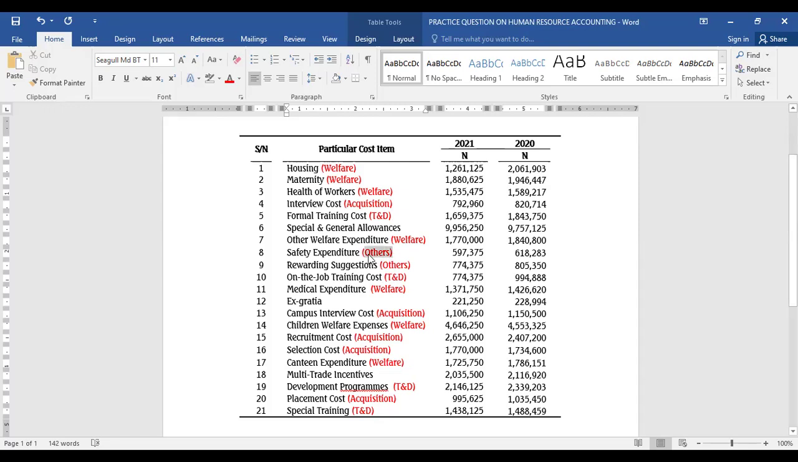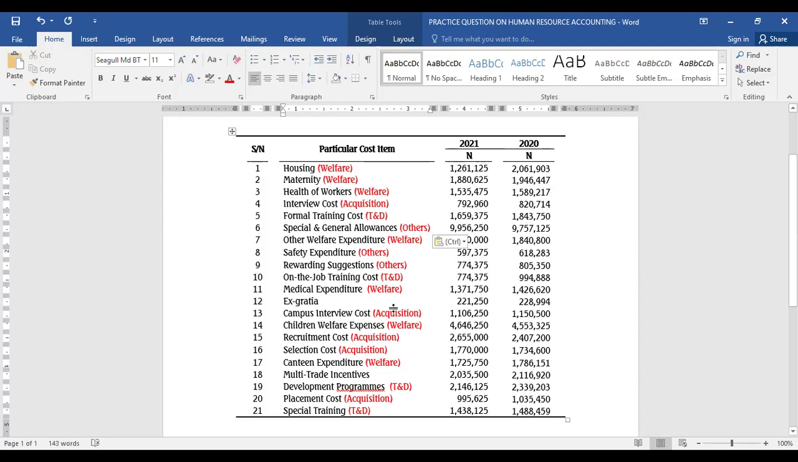Special and general allowances is too open-ended, so it's not too clear. And since it's not too clear, we can't place it under acquisition, we can't place it under welfare, we can't place it under training and development. So it's just safe for us to put it under others. Ex gratia, clearly others. So the more trade incentive, clearly others. So we have done the allocation, now just for us to put them in figures.